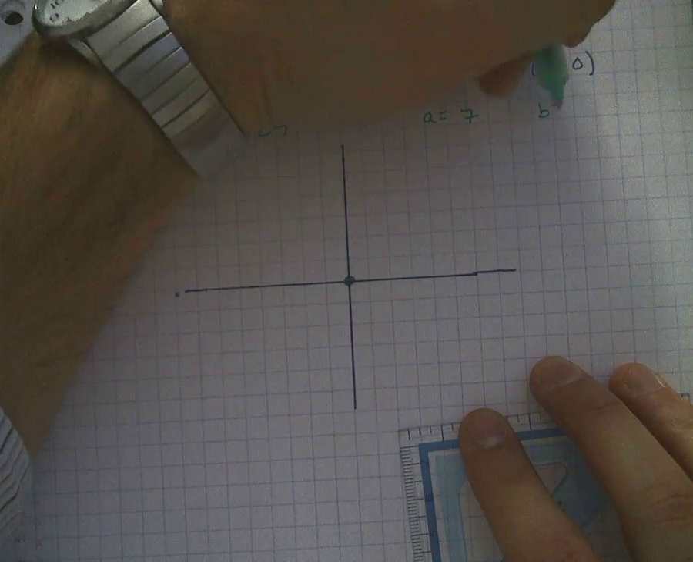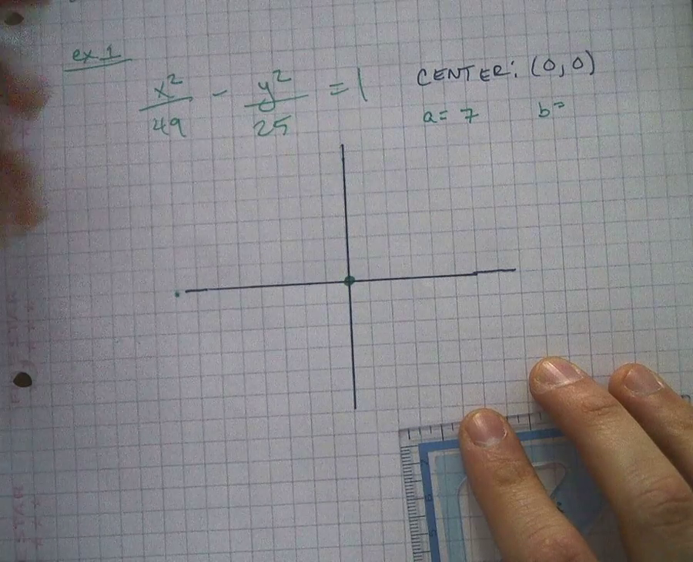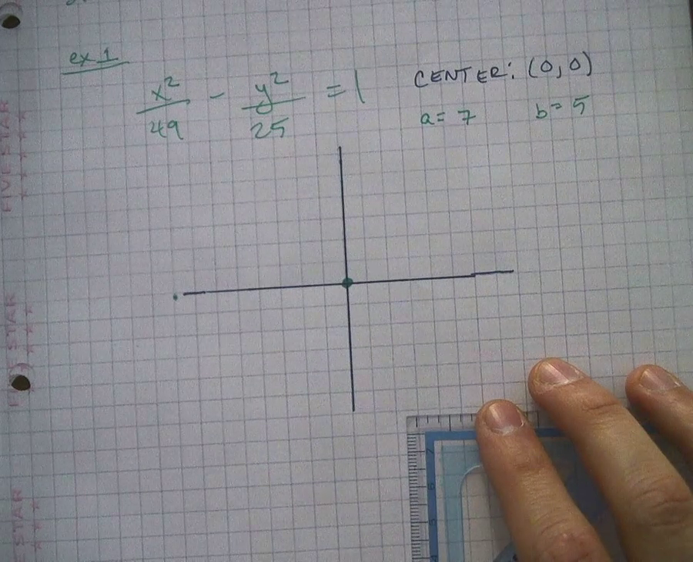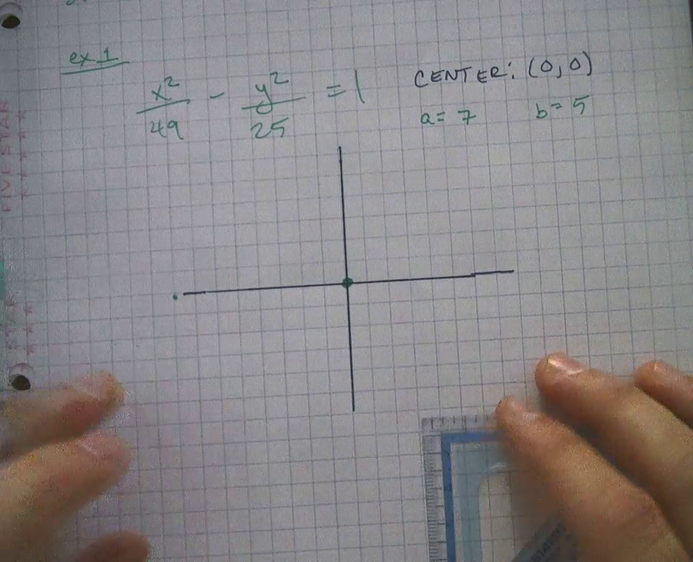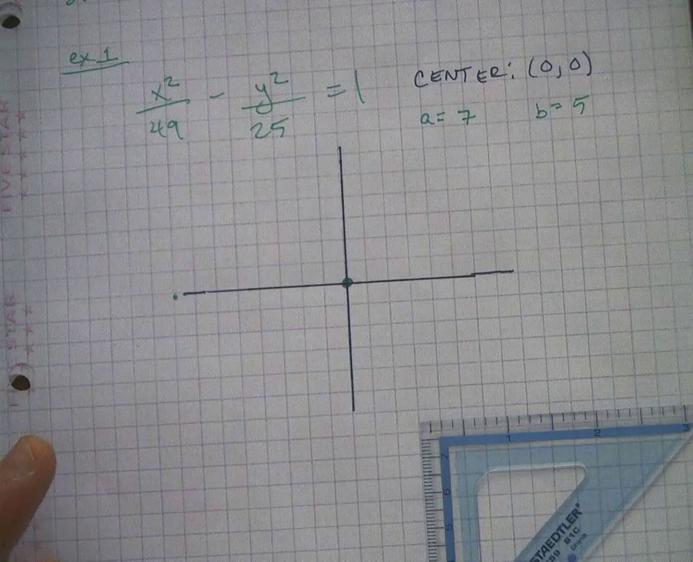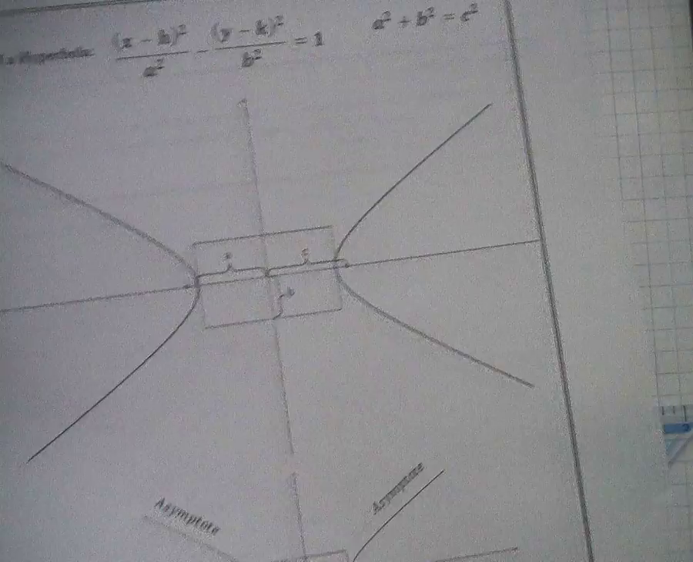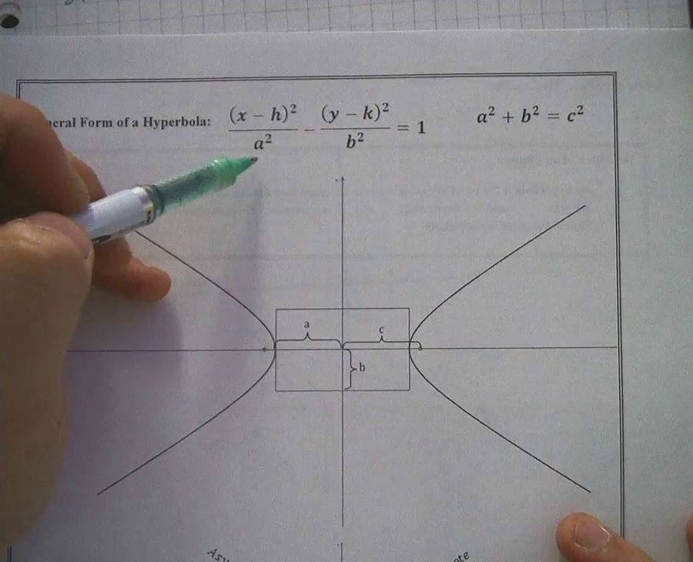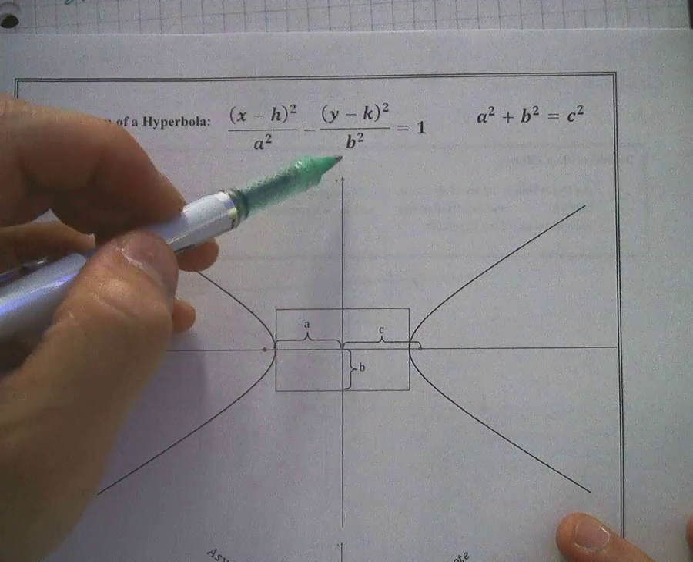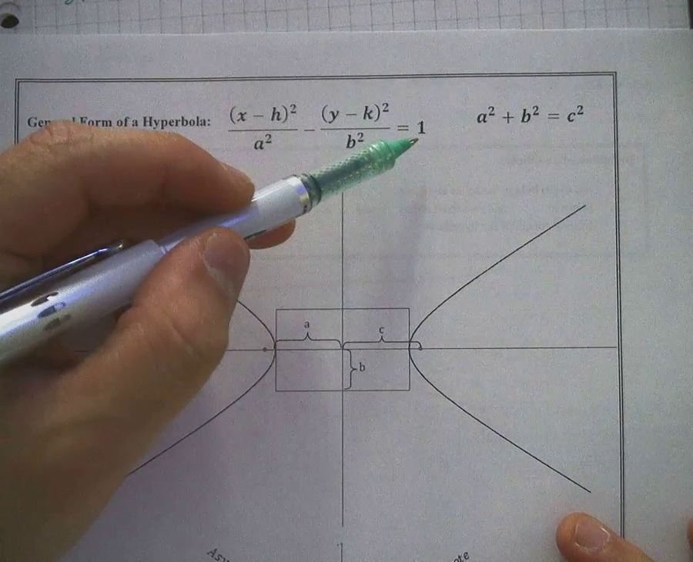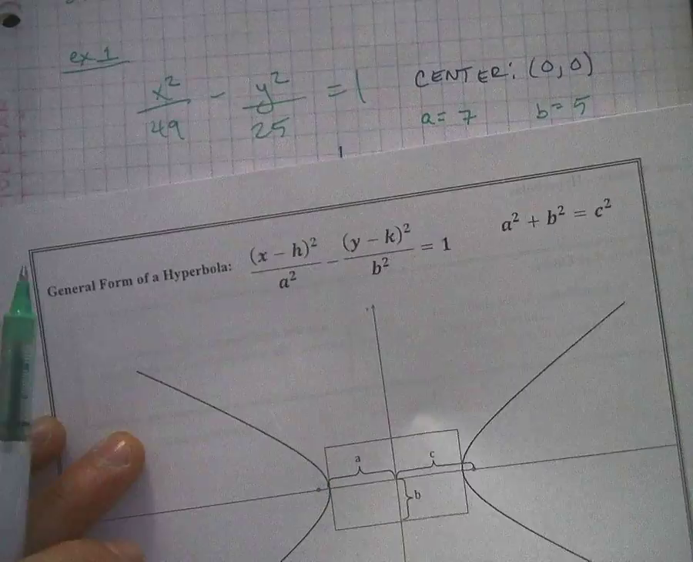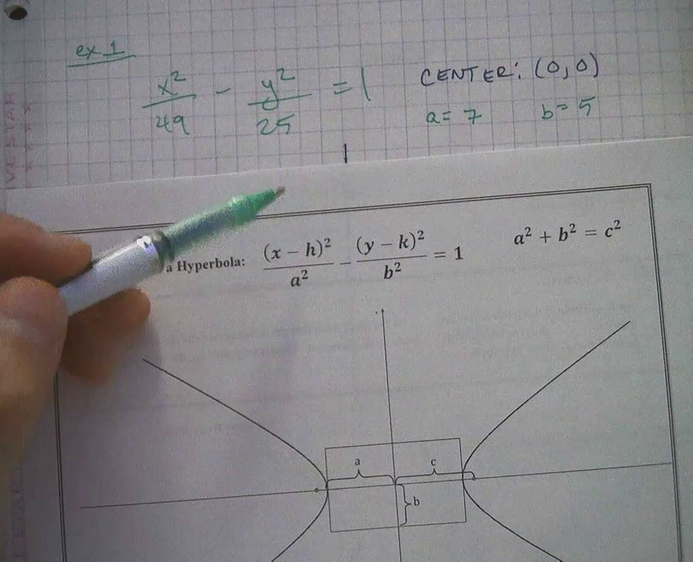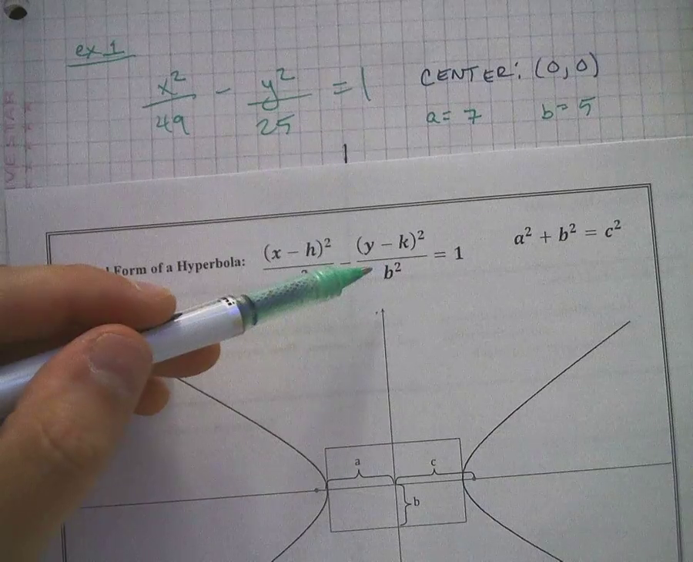Our B is going to be 5. Does everybody see where I'm getting these numbers from? Our general form of our equation, the general formula says (x minus h) squared over a squared minus (y minus k) squared over b squared equals 1. So that means that 49 is a squared, 25 is b squared.